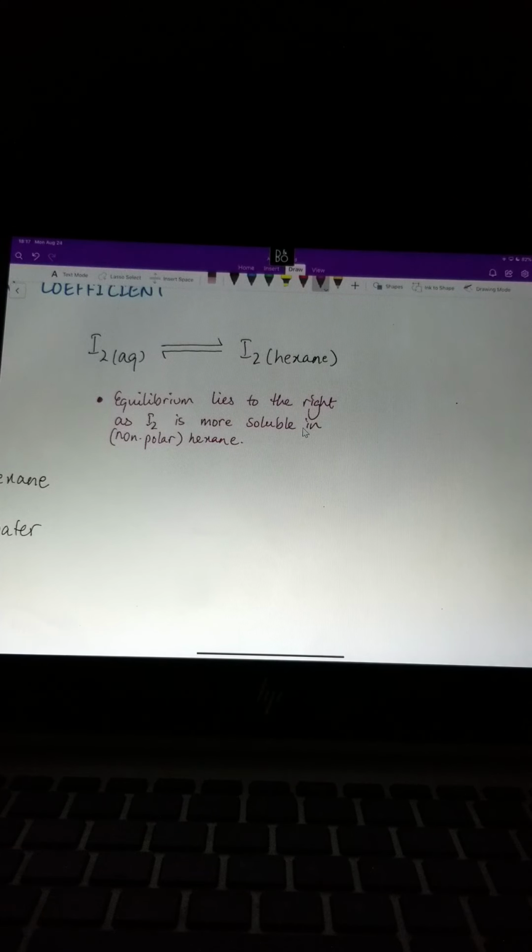Yes, but let me move on. Next, the concentration of I2 is greater, so okay, yellow. Next, the Kc here is the concentration of I2 in hexane divided by the concentration of I2 in an aqueous solution. Are we clear?